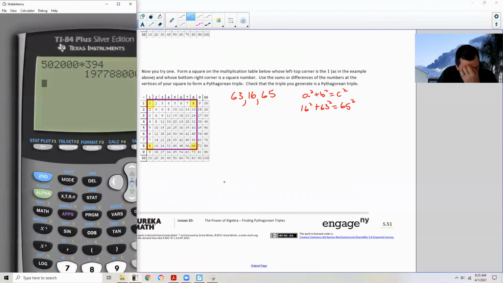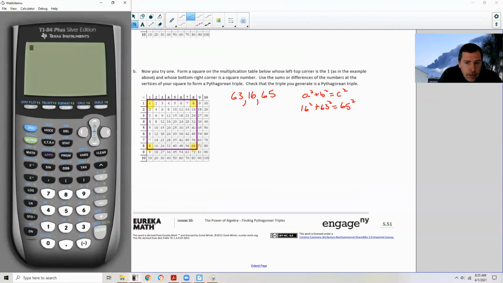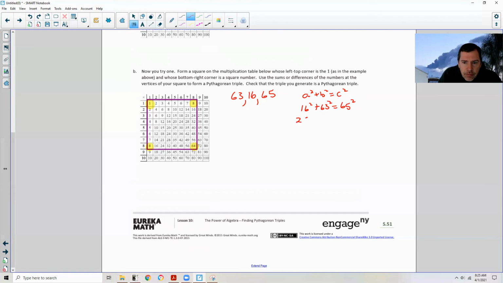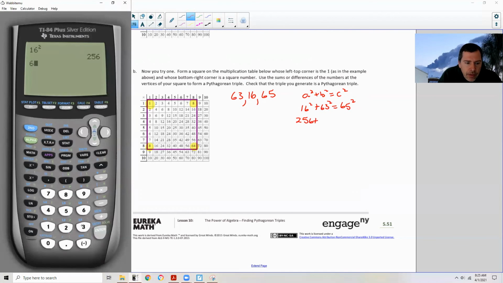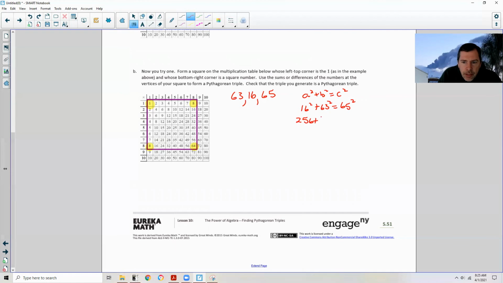So let me get my calculator out because those are pretty big numbers. All right, and let's see, 16 squared is 256, plus 63 squared is 3,969.